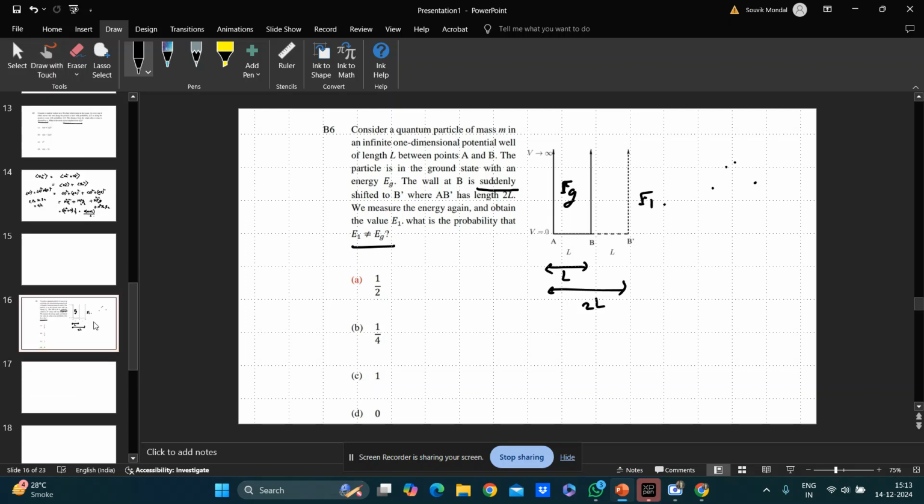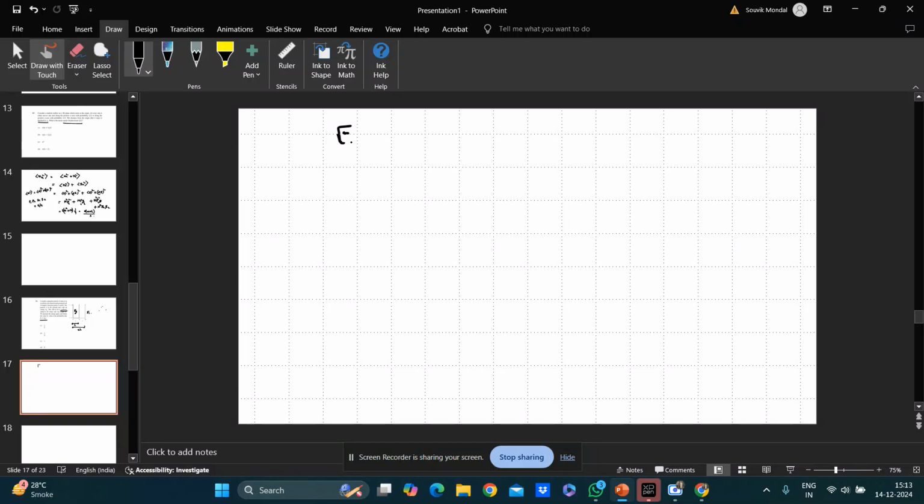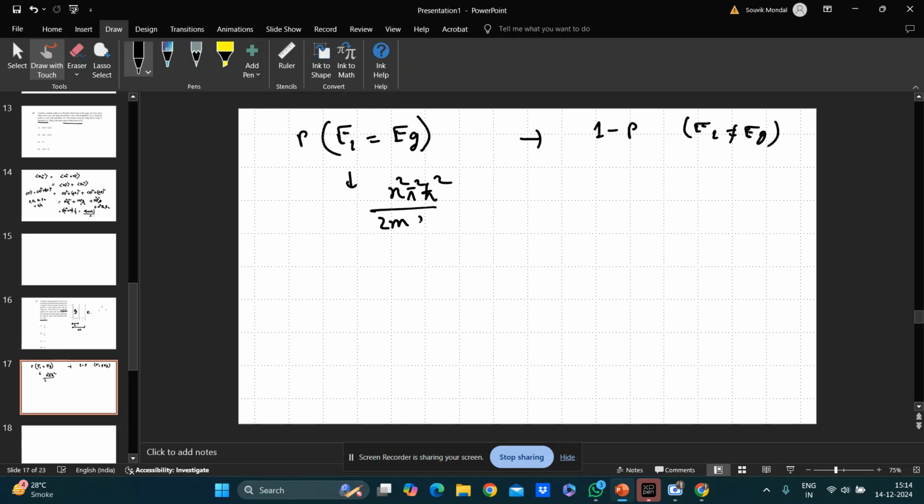So to do this problem, let us first find the probability of E1 is equal to EG. If we find that, finally we can do 1 minus P to find the probability of E1 not equal to EG. Okay. So we'll first find this. So what is E1? It is n square pi square h cut square by 2m into 2L square. Okay, so length is 2L now. And what is EG? EG is pi square h cut square by 2m L square. So to match these two, n should be equal to 2.